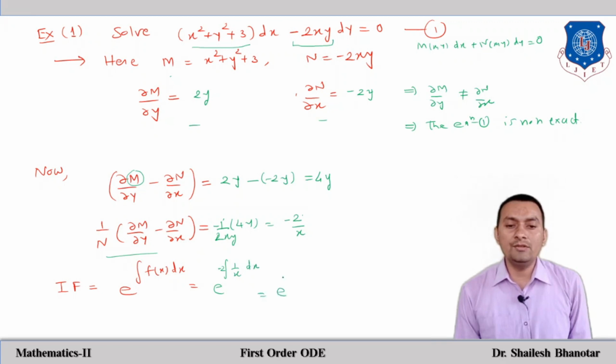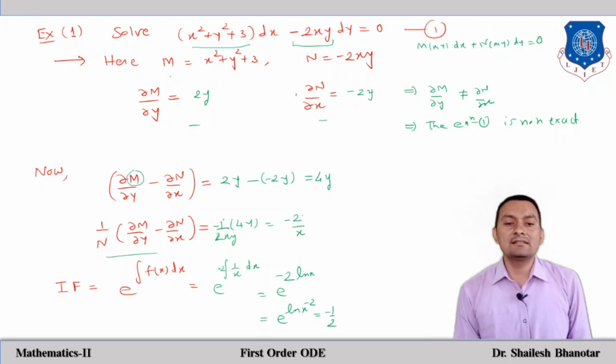Now when we do the integration, I get minus 2 times ln x, and this is e raised to ln x raised to minus 2. The answer is nothing but 1 divided by x square, not minus. So this is our integrating factor.